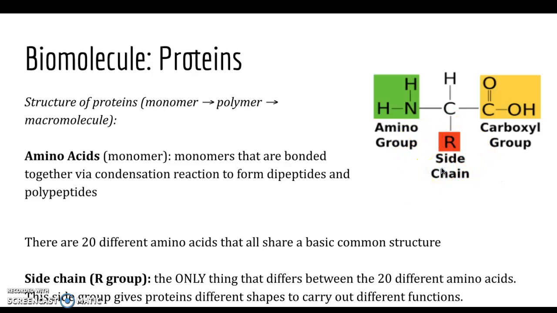So there are 20 total amino acids. They all have amino groups, carboxyl groups, and a hydrogen. They all have different side chains. All side chains have a different structure. And these side chains are important because they help amino acids carry out specific functions. So these side chains really change the entire structure of not only the amino acid, but the protein itself.